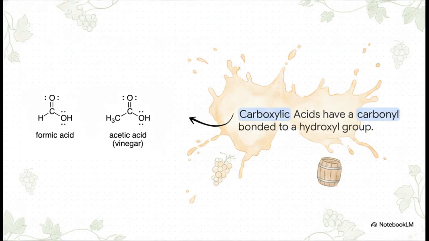And rounding out this group, we've got carboxylic acids. This group features a carbon double bonded to an oxygen, that's your carbonyl, which is also bonded to a hydroxyl group. Acetic acid is the perfect everyday example of this. This specific arrangement of atoms is the exact functional group giving your kitchen vinegar that unmistakable sour punch.